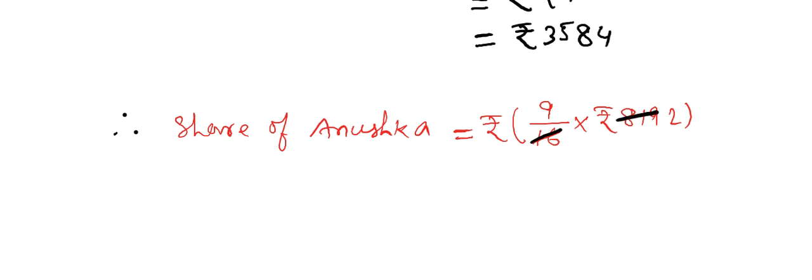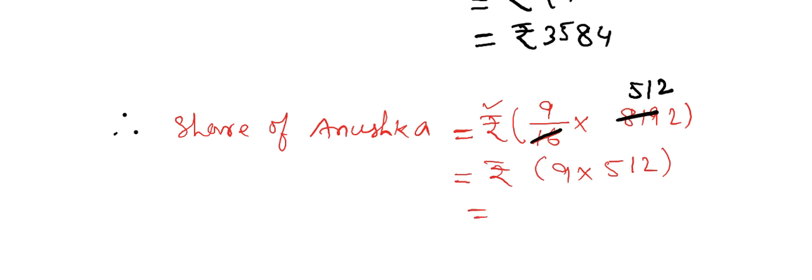If you have put the rupees sign in the previous bracket, then here there is no need to put the rupees sign, right? So directly we will cancel it. That is 512. Now we can write here what? That is rupees, and again you multiply 9 times 512.